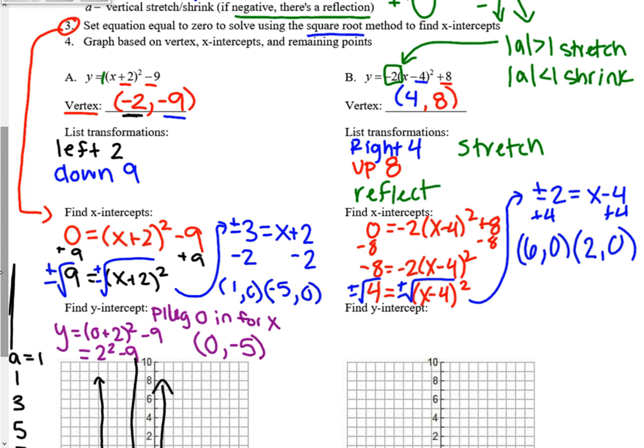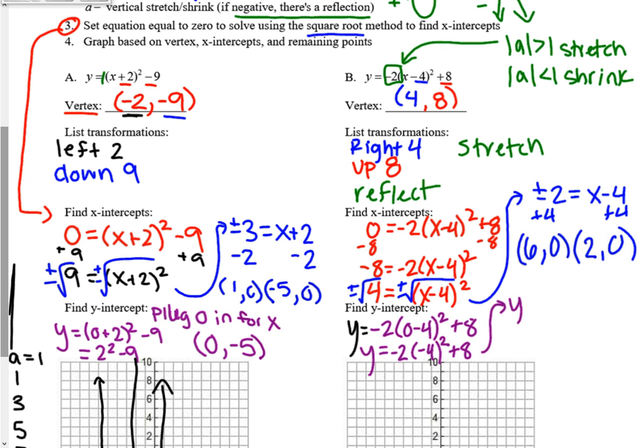To find your y-intercept, we're going to do the same thing again. We're going to plug in 0 for x, so you always plug in 0 for the other variable. So I'm going to have negative 2 times 0 minus 4 squared plus 8. So we have negative 2. 0 minus 4 is negative 4, so negative 4 squared plus 8.